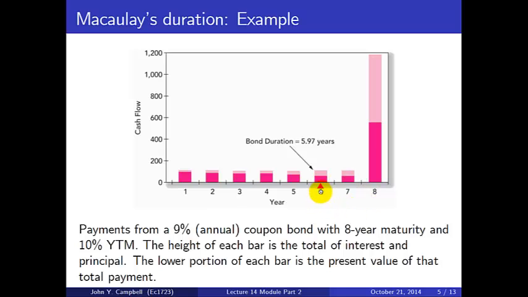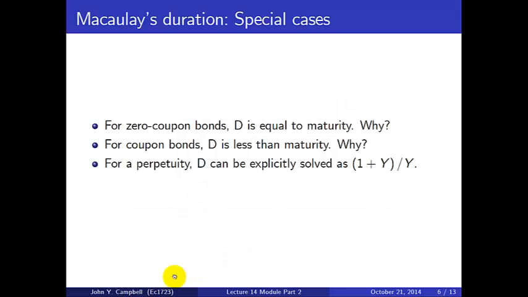It would balance at about 6, just under 6, 5.97 years, because this big weight to the right just offsets these small weights to the left. Okay, so that's the physical analogy, but essentially what you're doing is averaging these numbers using the pink bars as weights. Of course, you divide by the sum of all of these, which is the price. Okay, so there's Macaulay's duration.